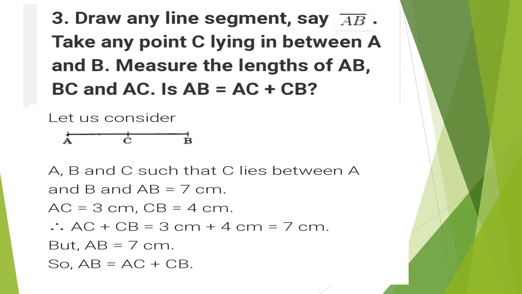So in this figure, AC is equal to 3 centimeters and BC is equal to 4 centimeters. Now AC plus CB is equal to 3 centimeters plus 4 centimeters, that is equal to 7 centimeters. But we know that AB is equal to 7 centimeters. So AB is equal to AC plus BC.